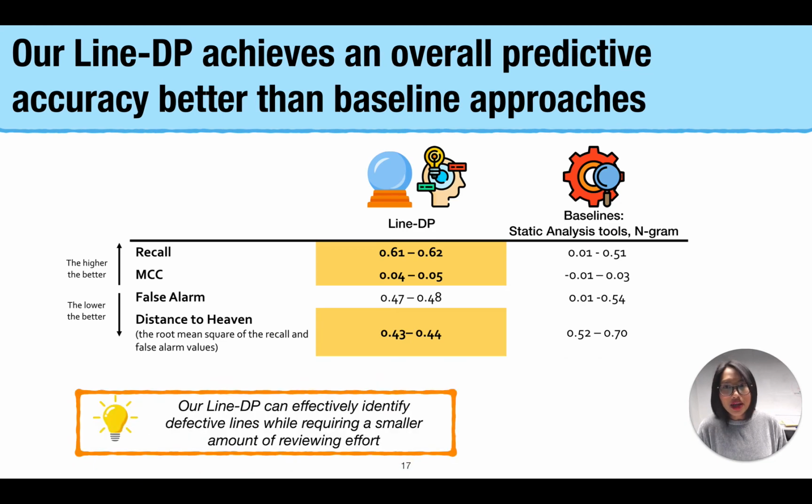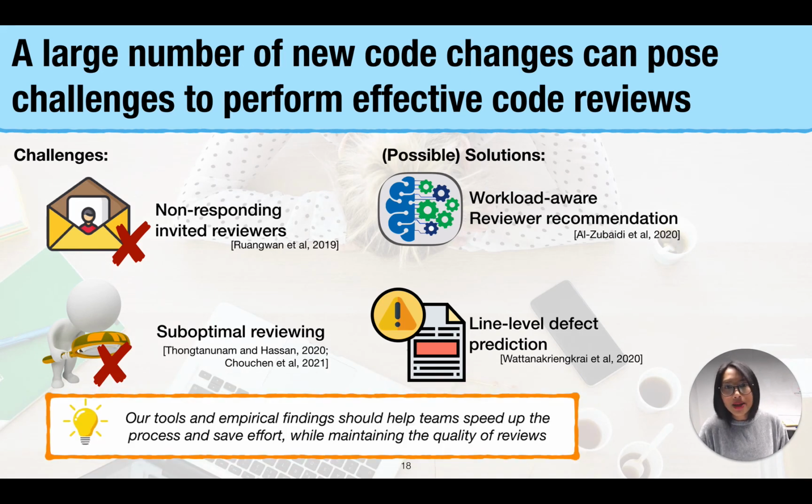Based on this approach, we compare with the other approaches like static analysis tool or the N-gram, and we find that our approach achieves overall performance better than these baseline approaches. So, based on these two challenges and two possible solutions, we believe that they can help teams to speed up the code review process and save the human effort while maintaining the quality of the reviews.